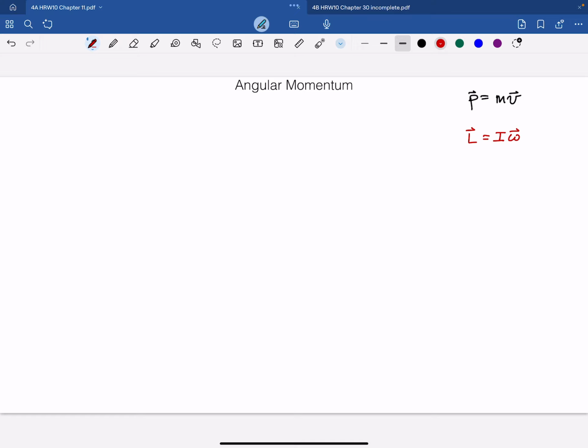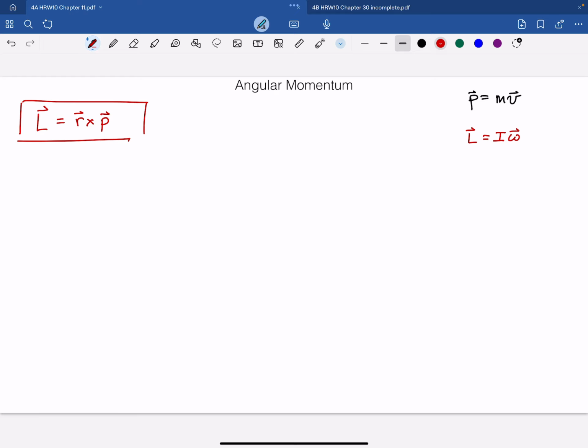And you're like, but Mr. Balogh, there's no cross product there. I know. That's because angular momentum turns out to be the cross product between a distance from an axis of rotation, this radius again, this r vector, crossed into a momentum vector. This is strictly angular momentum.